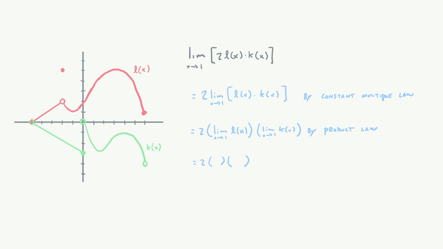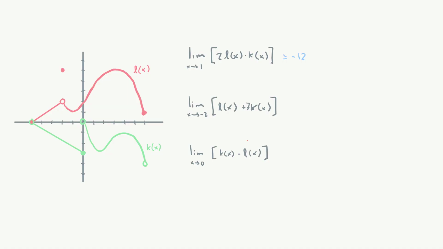And then we just have to find, well, what are these limits? What is the limit as x approaches 1 of L of x? And what is the limit as x approaches 1 of k of x? Well, we have a graph, so we can just look at that. It appears that as x gets close to 1, both from the left and from the right, L of x seems to be approaching the number 3. And for k of x, we appear to be approaching the number -2. So we get -12.